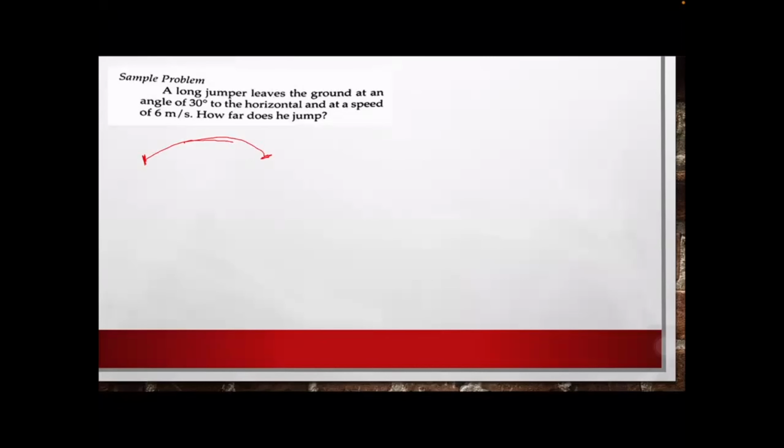So, nagkakaroon siya ng parabolic arc. Tapos, given natin is the theta, which is equal to 30 degrees, and the Vi, for the initial velocity, which is 6 meter per second. Paki-PM ako ulit kung ano hindi sa inyo reflect. Now, we are having the solutions.